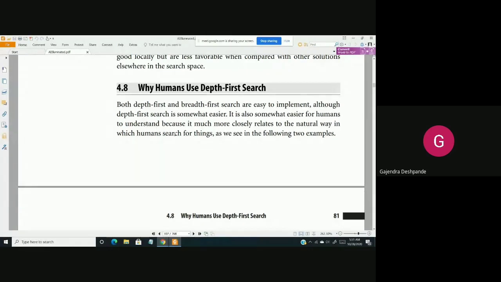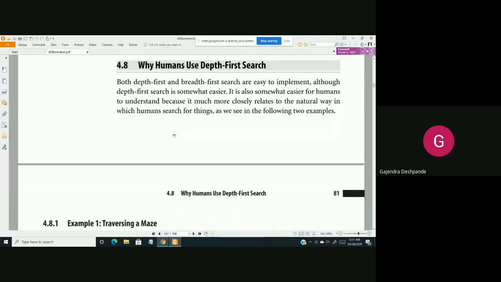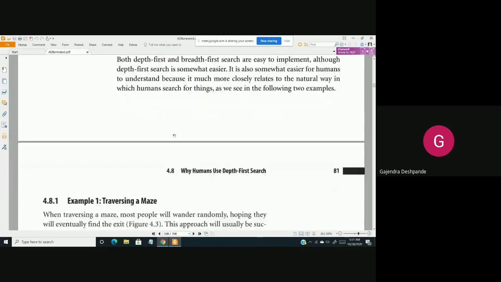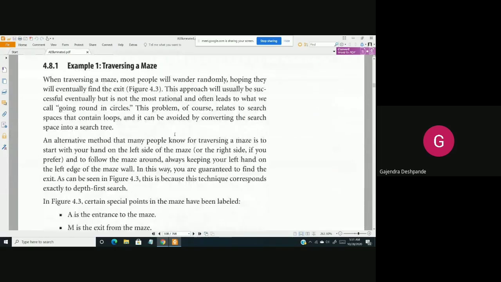So the best way to start implementing algorithms is to see how a person behaves in a particular scenario and implement that method first. Then you can start working on the optimality and other concepts. As I have told you, depth first search is used by humans because that's the natural way humans find out the solution.